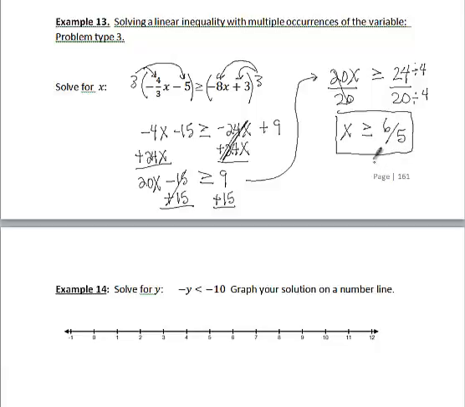And 6/5 in decimal form is 1.2. So any number bigger than this, or it could be 1.2 itself because we do have the equal to bar in the inequality.